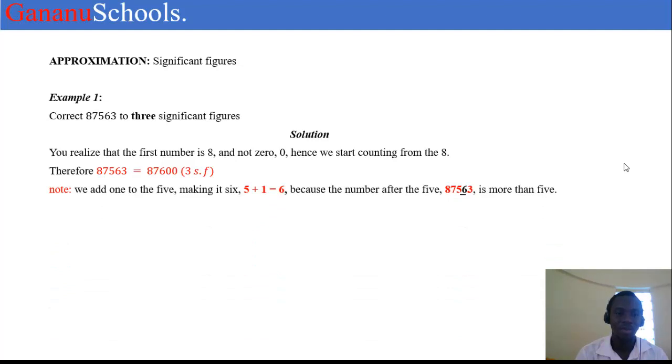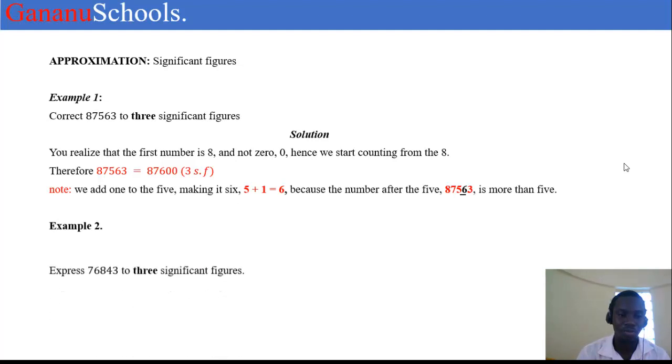What happened? We added 1 to the 5, making it 6. That's 1 plus 5, giving us 6. This is because the number after the 5 is more than 5. What if it's less than 5? Let's look at the second example. But for now, what you should be sure of is anytime the number after the last significant figure you have to approximate to is more than 5, you have to run up.